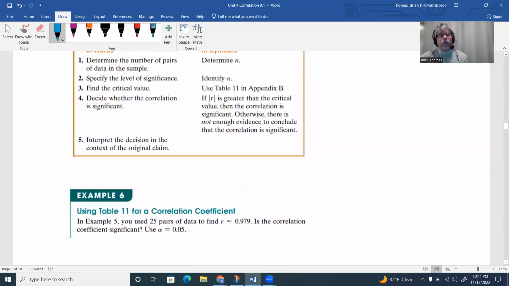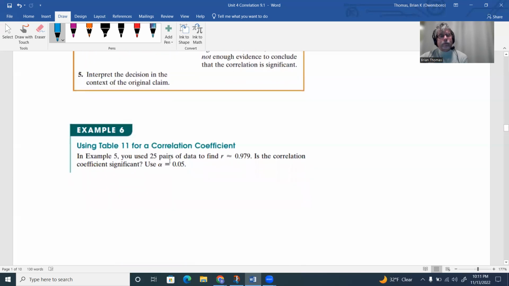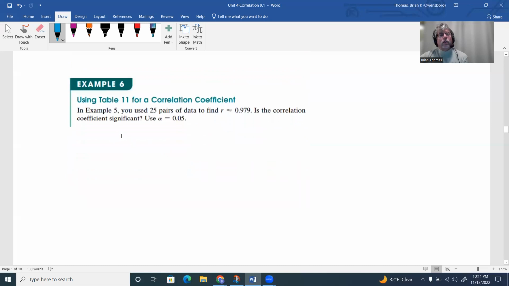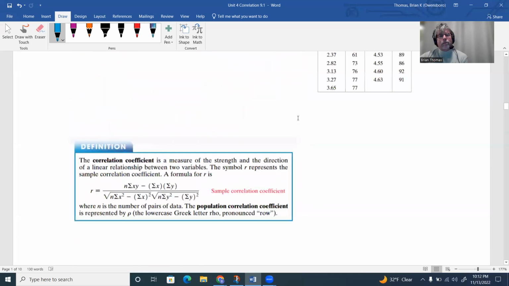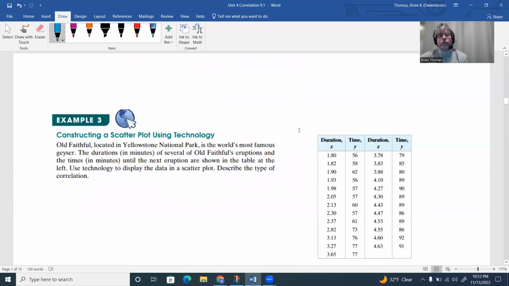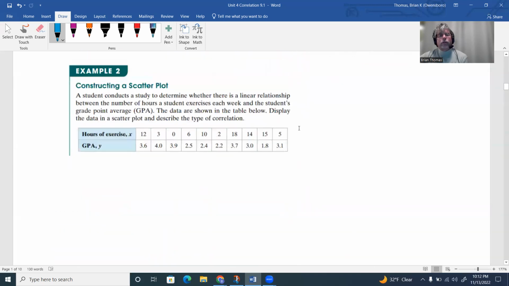So then we have to focus it around the actual claim. So what's the claim? Using table 11 for a correlation coefficient, in example 5, we used 25 pairs of data to find R. So we actually haven't found R yet. Example 5, I believe, is the Old Faithful question up here. Where's Old Faithful at?